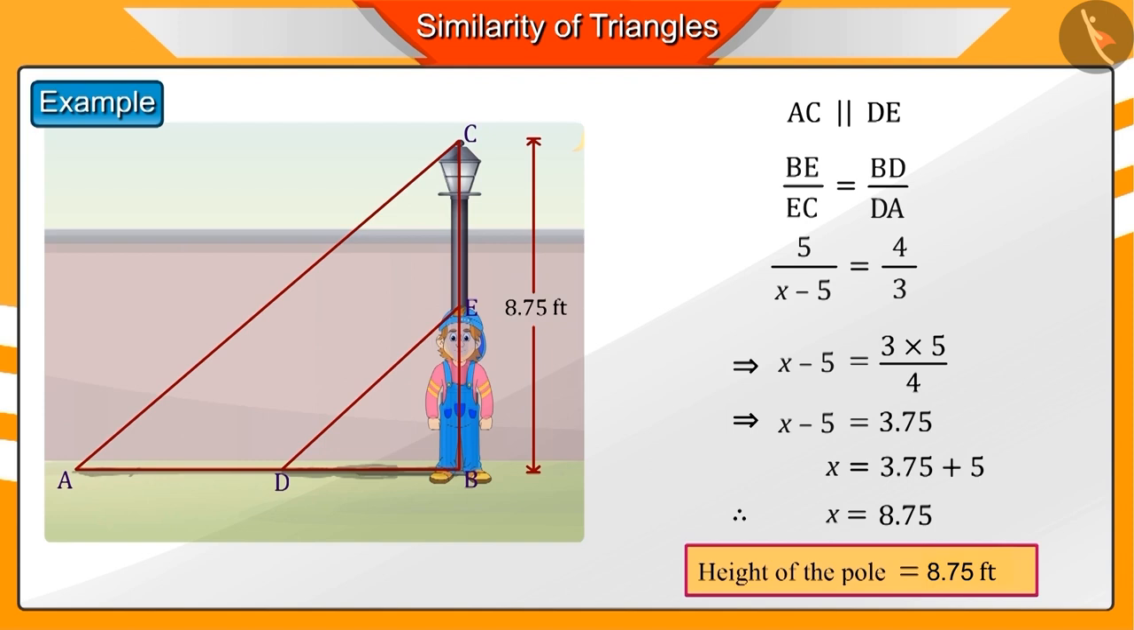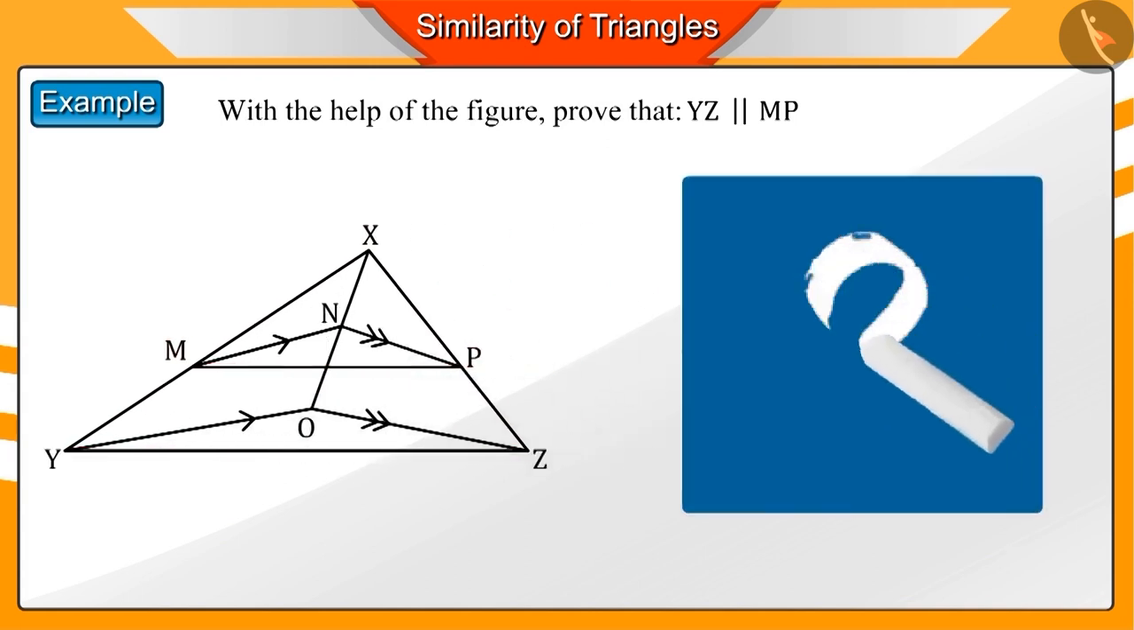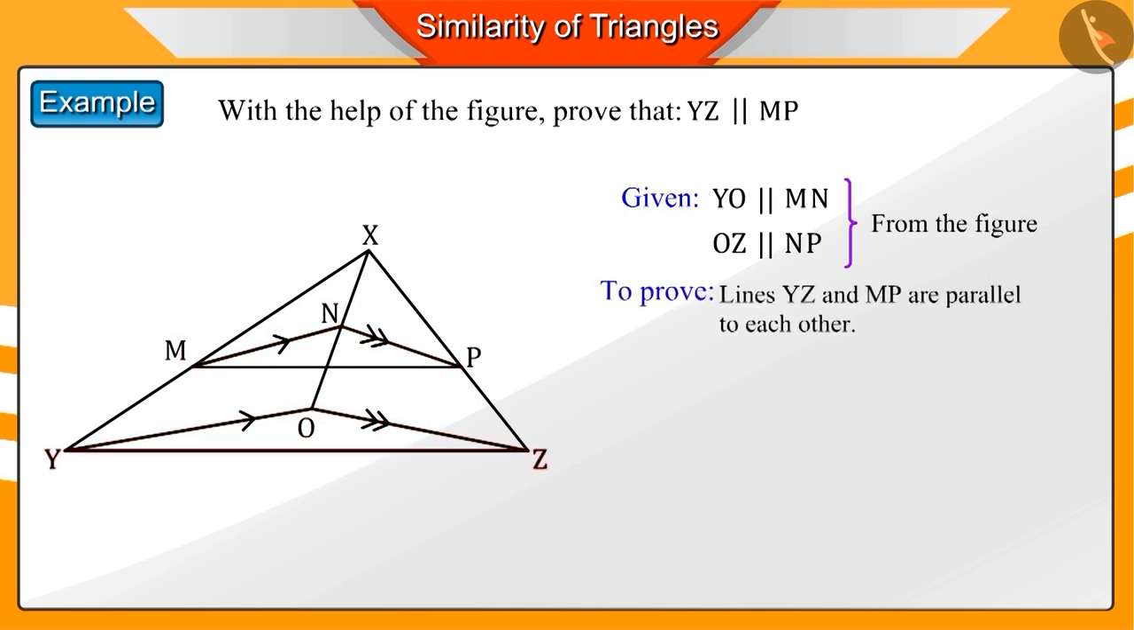Let's look at another example. With the help of this figure, prove that in triangle XYZ, lines YZ and MP are parallel to each other. What can you tell by looking at the figure? The similar arrow marks in the figure indicate that these lines are mutually parallel. We have been asked to prove that the lines YZ and MP are parallel. How can we prove this?